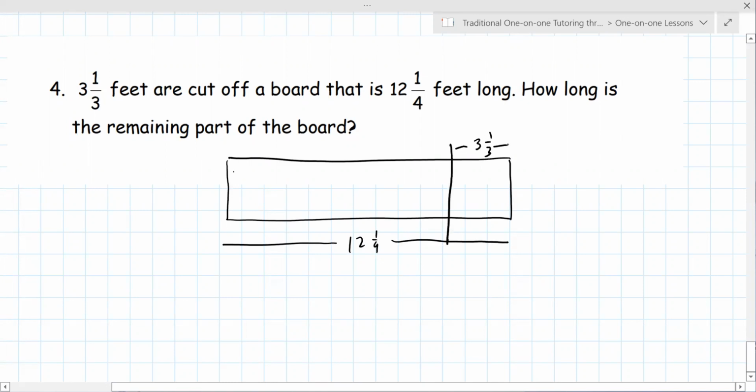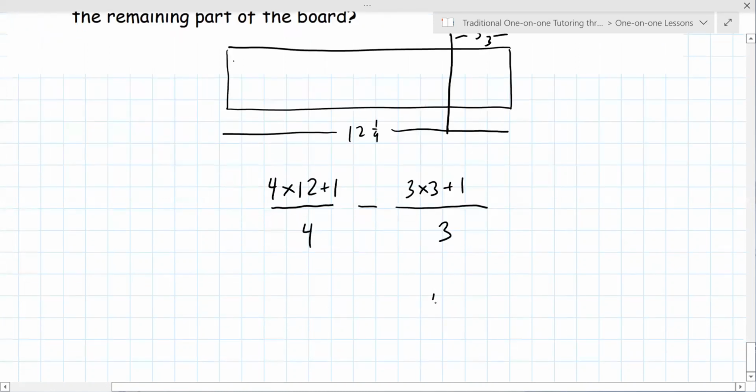So could I do the same thing and turn them into improper fractions and then subtract the 3 1/3 from the 12 1/4? Yes, exactly. So exactly what you said. So it'd be 10 over 3 would be the 3, and then I have to do 4 times 12. That's 48 plus the 1 is 49 over 4.